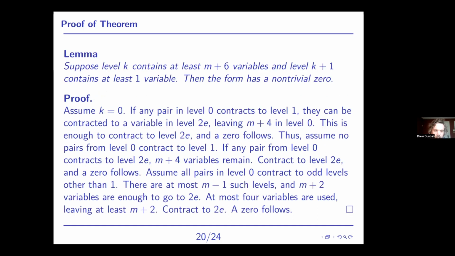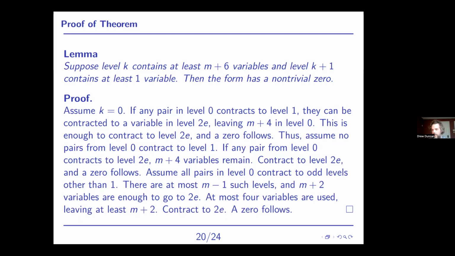The second one, suppose level K contains at least m plus 6 variables, and the level right after it contains at least one variable, and the form has a non-trivial 0. Okay, this one is a little more work to go through. So if any pair in level 0 can be contracted to level 2e, we go ahead and do that, and then we have m plus 4 variables left in level 0. Of course, this is enough to produce another one in level 2e, and we're done.